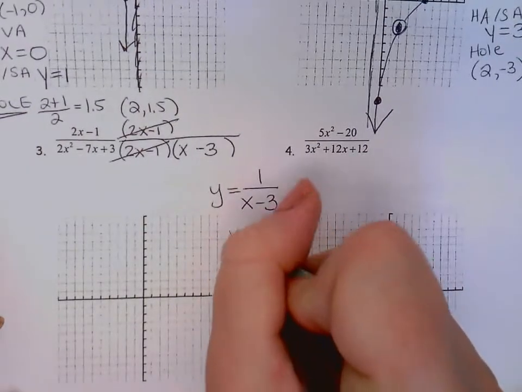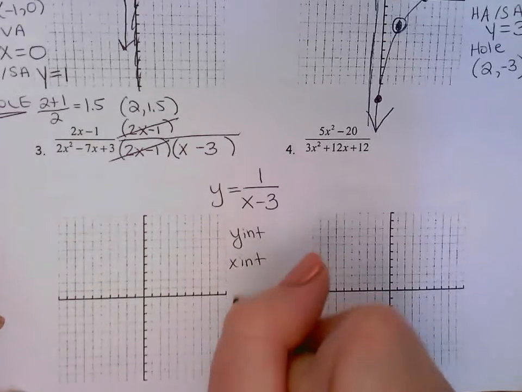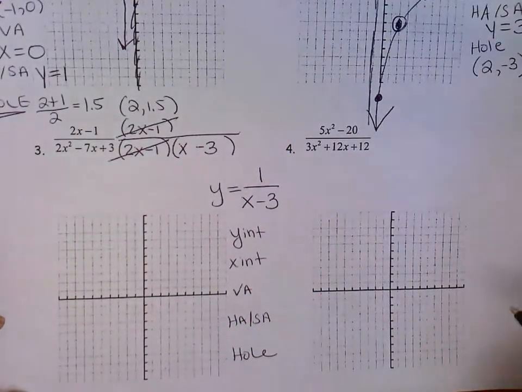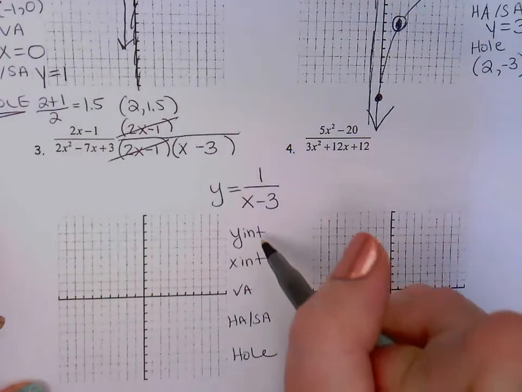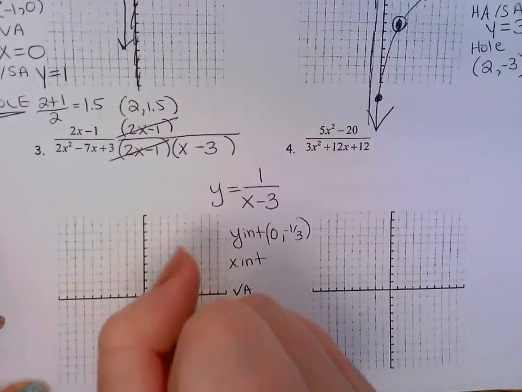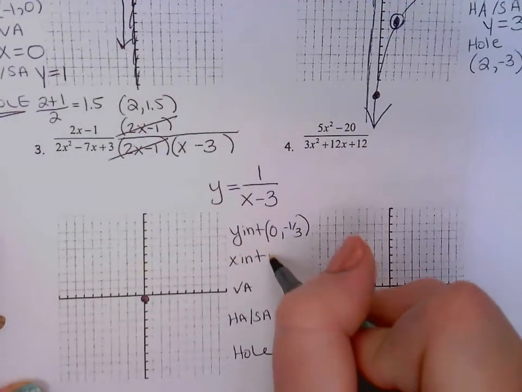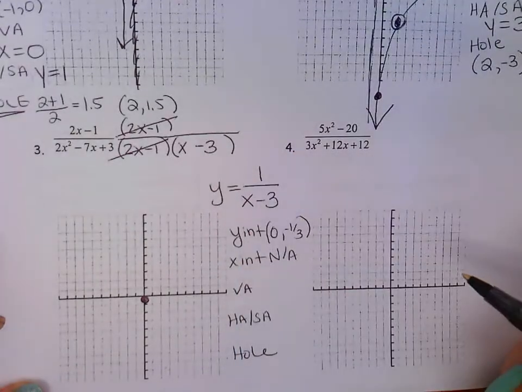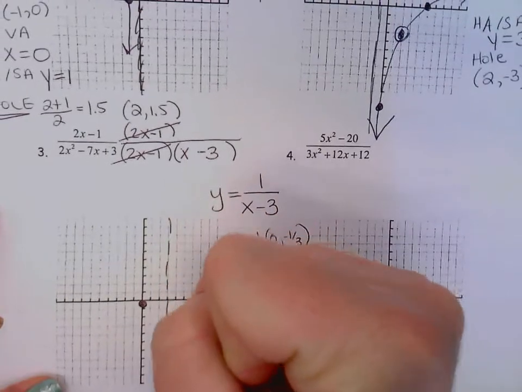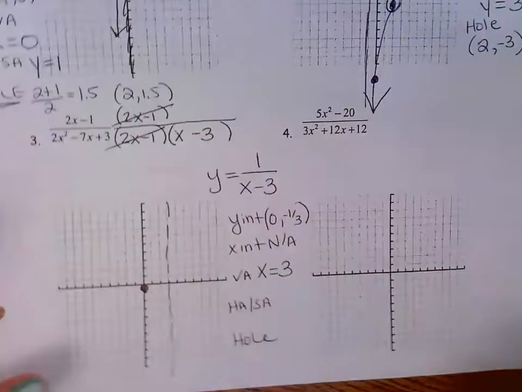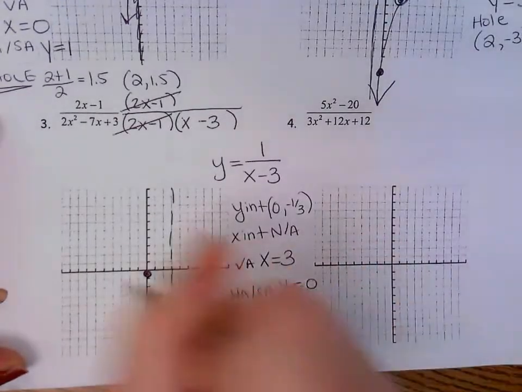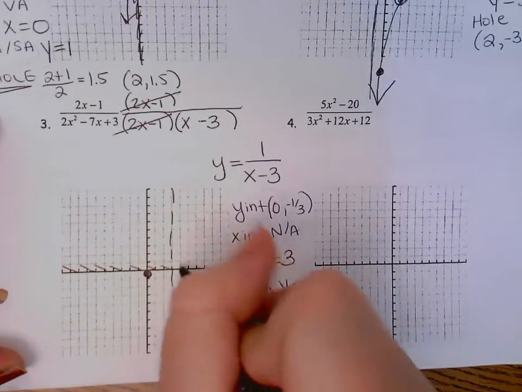Now I'm going to do my y-intercept, my x-intercept, my vertical asymptotes, my horizontal asymptote, and my hole. Same steps each time. For my y-intercept, I plug in 0, I get negative 1/3. For my x-intercept, there is none. The numerator can never be 0. My vertical asymptote is at x equals 3. My horizontal asymptote is at y equals 0.